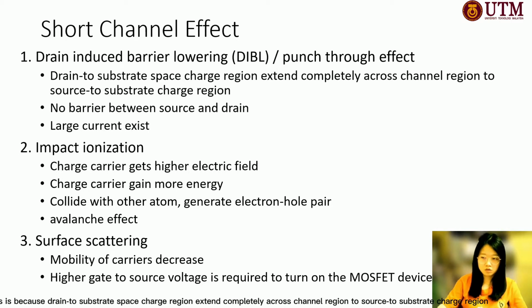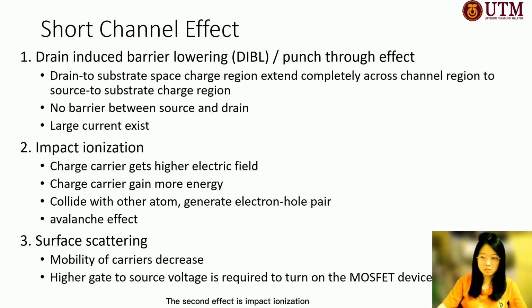This is because the drain to substrate space charge region extends completely across the channel region to the source to substrate charge region. As a result, no barrier between source and drain. Then, large current exists. The second effect is impact ionization. This is because in short channel MOSFET, charge carriers get a higher electric field. Then the charge carrier gains more energy. It collides with other atoms, generates electron-hole pairs, and causes avalanche effect.